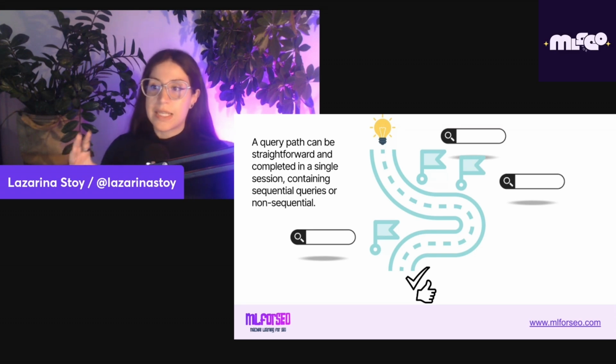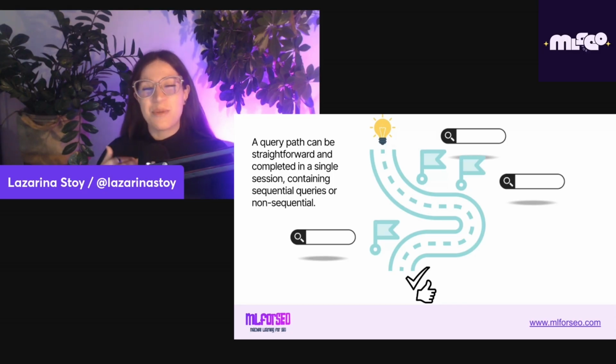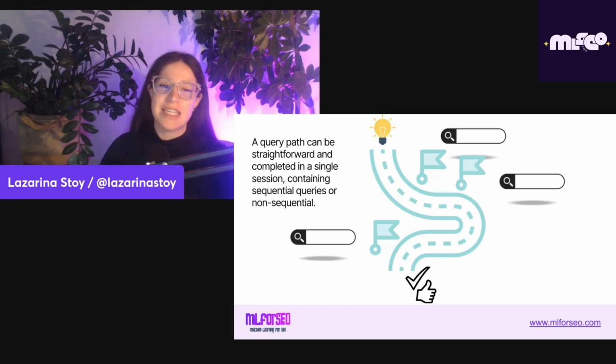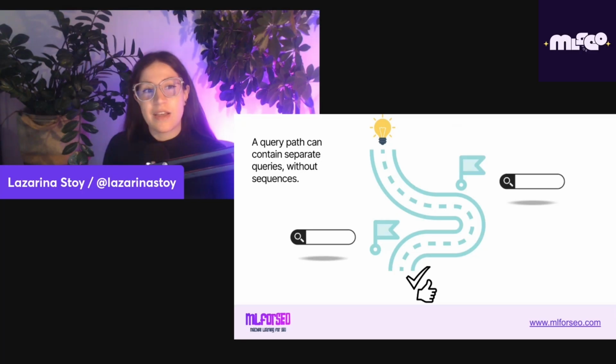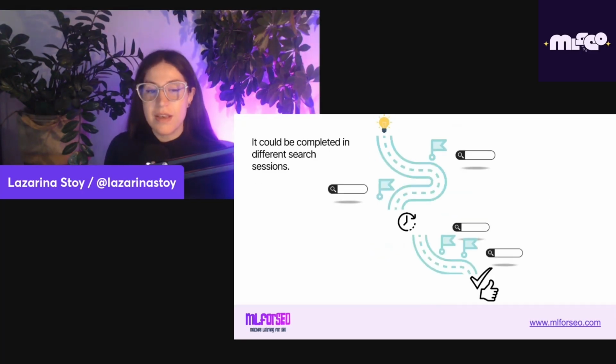What you also might do is have a sequence of 2 semantically related queries, followed by a random query, and then followed by another query from the first topic that you actually searched for. And what this does is essentially your query path is comprised of 3 queries related to the topic performed in a single session. A query path can contain separate queries without sequences, but it can also be completed in different search sessions. So you search, you do some research on a topic, and then some time passes and you start your research on that same topic again. Consider things like working on your dissertation, for instance.